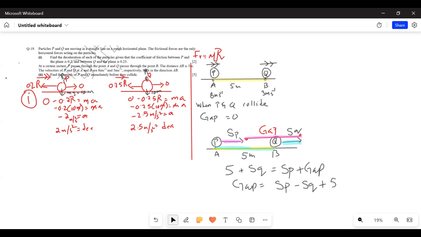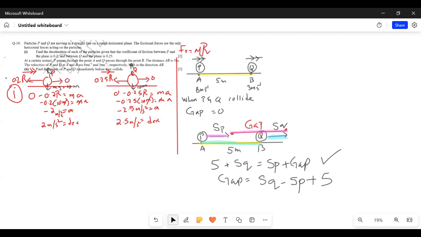अच्छा, इक्वेशन मैंने गलत बनाई है. This is correct, but when you make gap the subject, SP should go to the other side and get subtracted. ये मैंने गलत कर दिया. So it should be SQ minus SP plus 5. Yes, now it's correct.